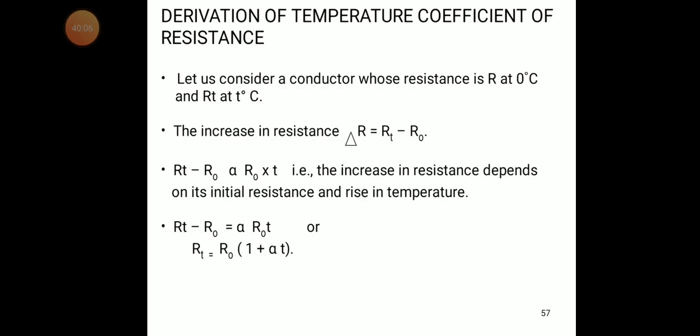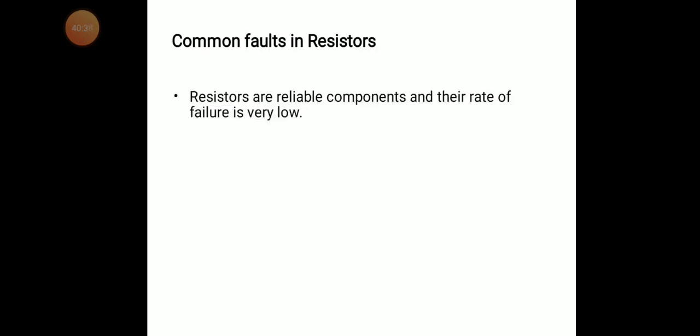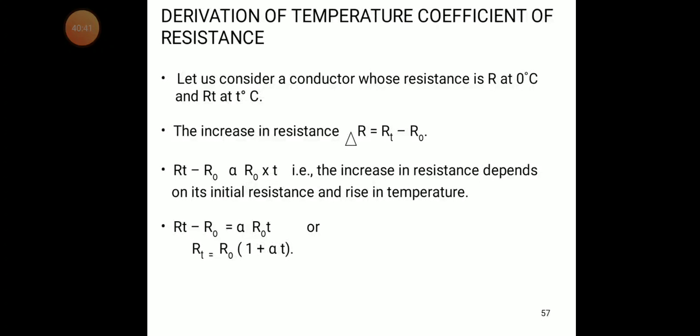This gives the change in the resistance when the temperature changes. R naught gives the initial resistance, alpha gives the material property, the temperature coefficient of the material, and T gives the change in the temperature. The total expression gives the resistance value when the temperature changes from 0 to T. So this equation gives us the resistance value.